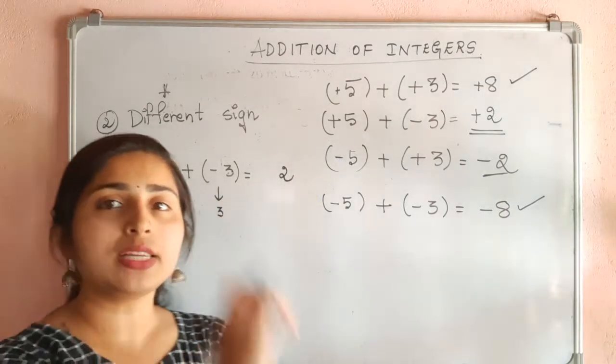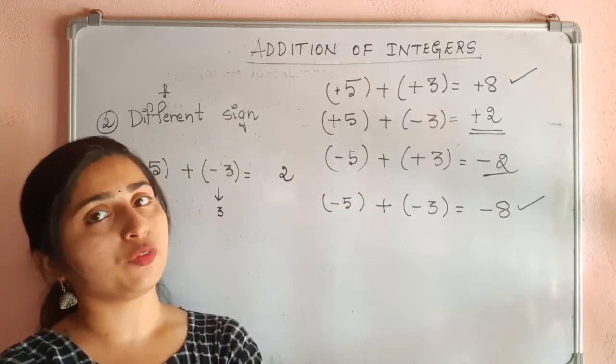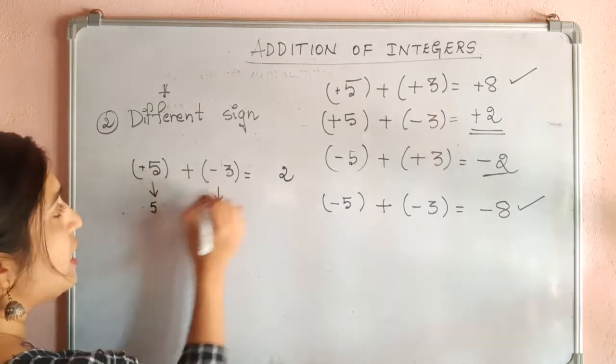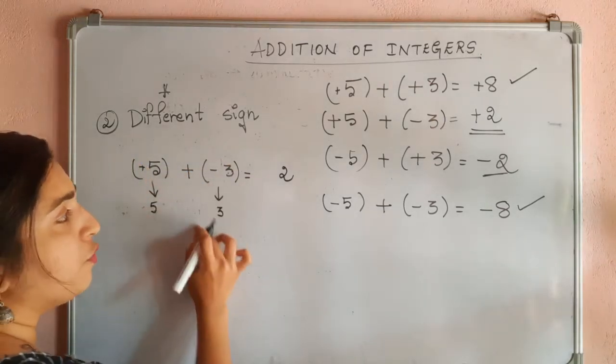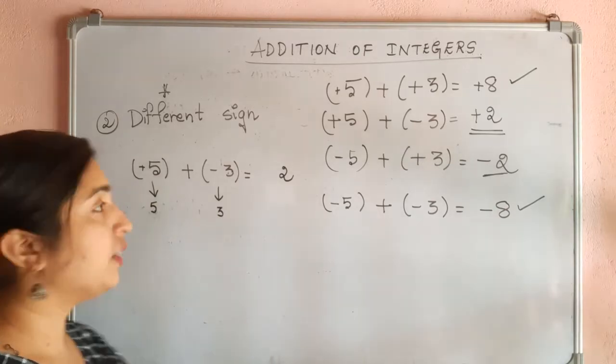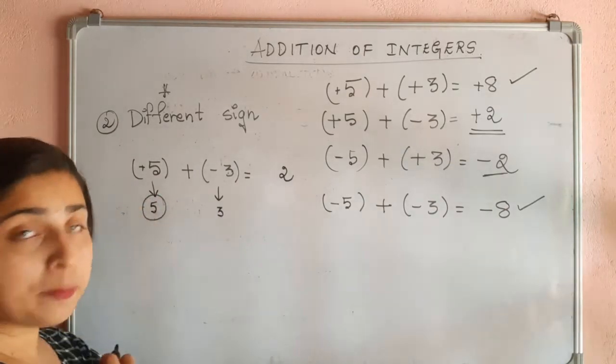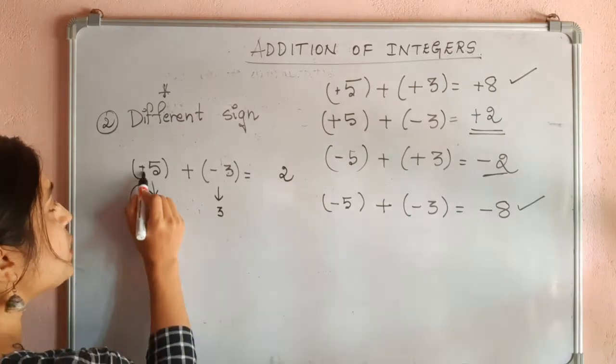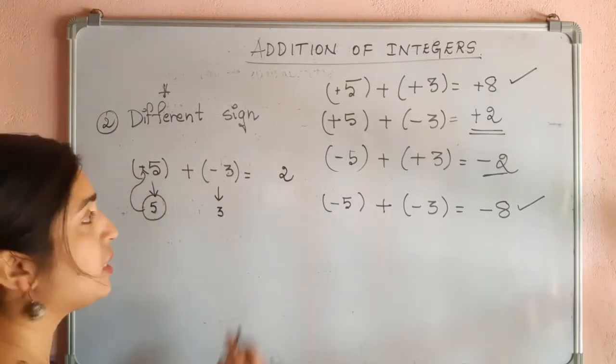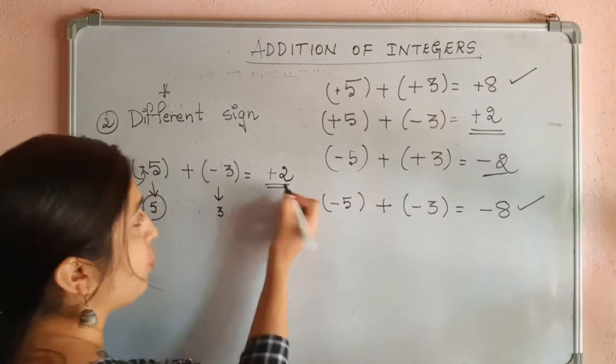Now we have to decide the sign. What will be the sign of this? The sign of the larger absolute value will be carried to the result. Which one is the larger absolute value? This one, that is 5. What is the sign associated with it? This is plus. So this is plus 2.